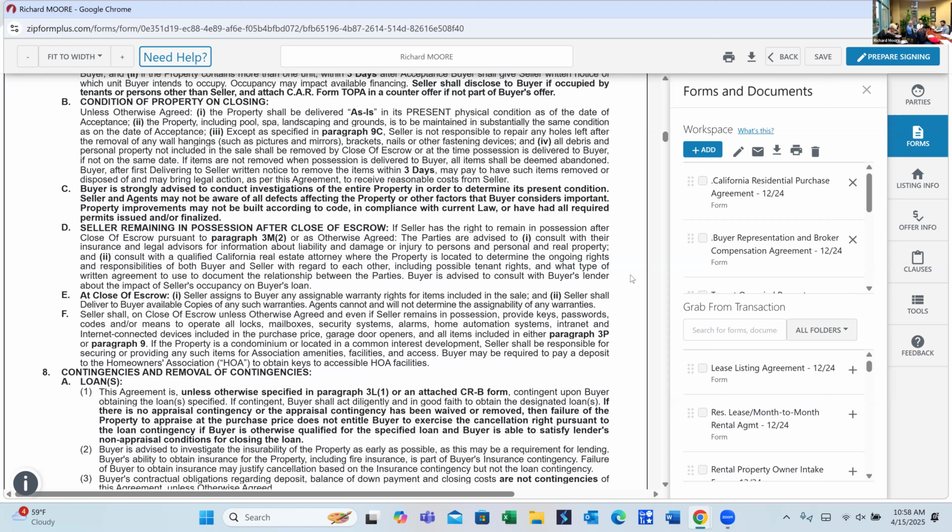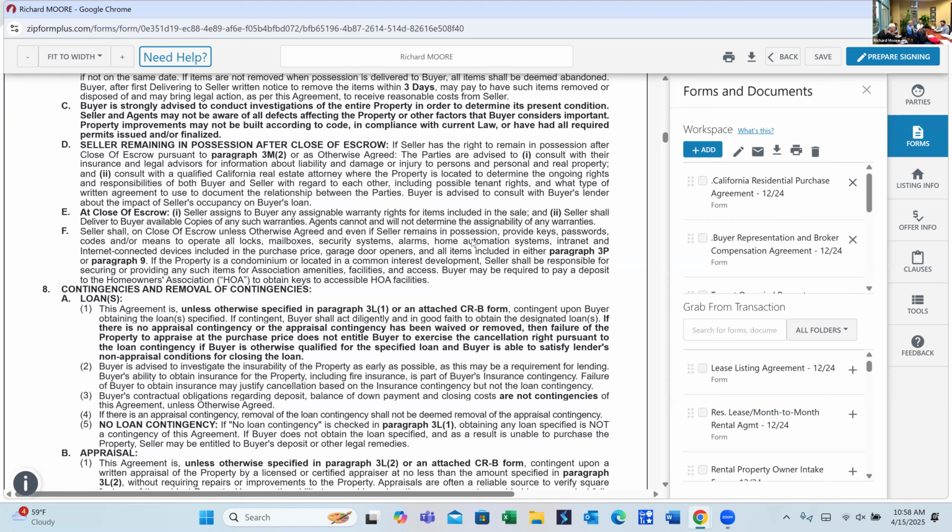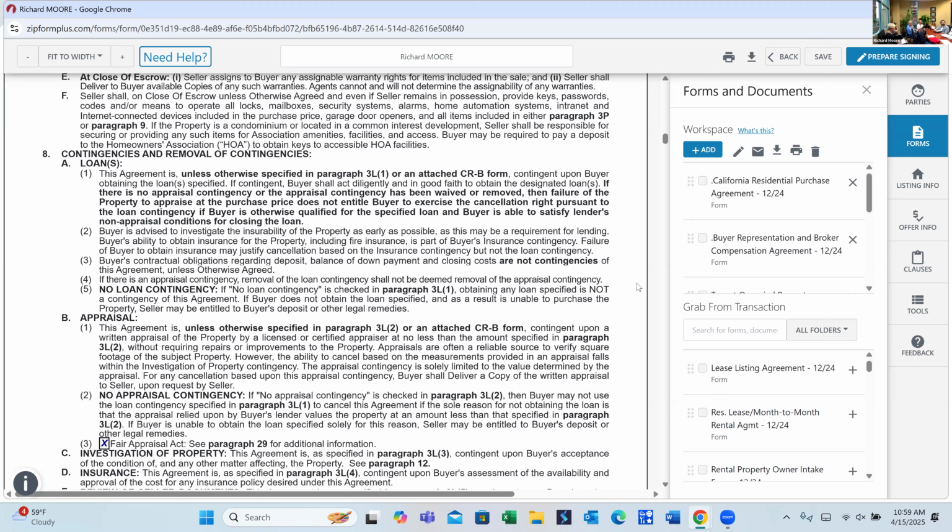And then let's see, 7F. The seller has an obligation to provide all keys, codes, things like that. And what if it is a lease back? The seller still has an obligation to the buyer to provide keys to the property. So they can't say, well, I know you're going to come to my house. It's not an excuse, right? They have an obligation to provide that to the buyer.